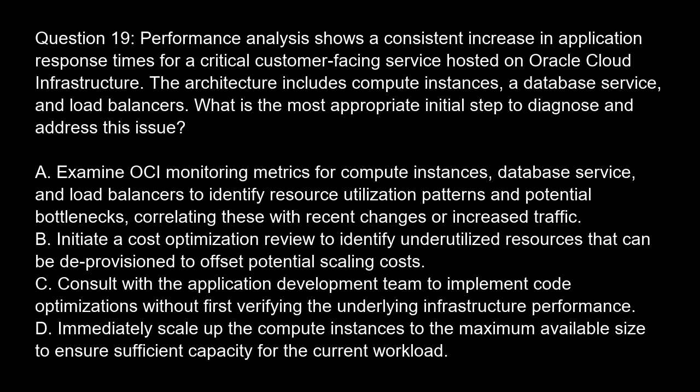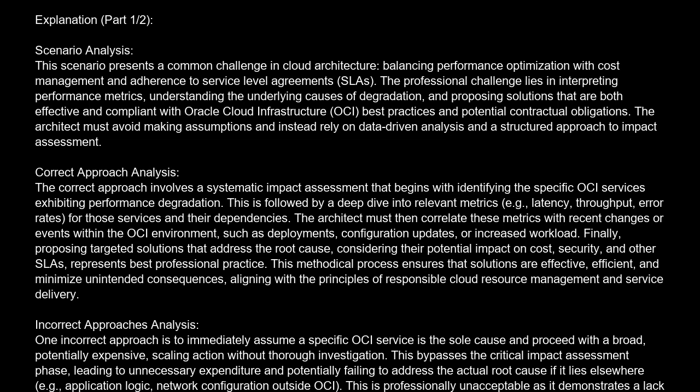Option B. Initiate a cost optimization review to identify underutilized resources that can be provisioned to offset potential scaling costs. Option C. Consult with the application development team to implement code optimization without first verifying the underlying infrastructure performance. Option D. Immediately scale up the compute instances to the maximum available size to ensure sufficient capacity for the current workload. The correct answer is A. Examine OCI monitoring metrics for compute instances, database service, and load balancers to identify resource utilization patterns and potential bottlenecks, correlating these with recent changes or increased traffic.